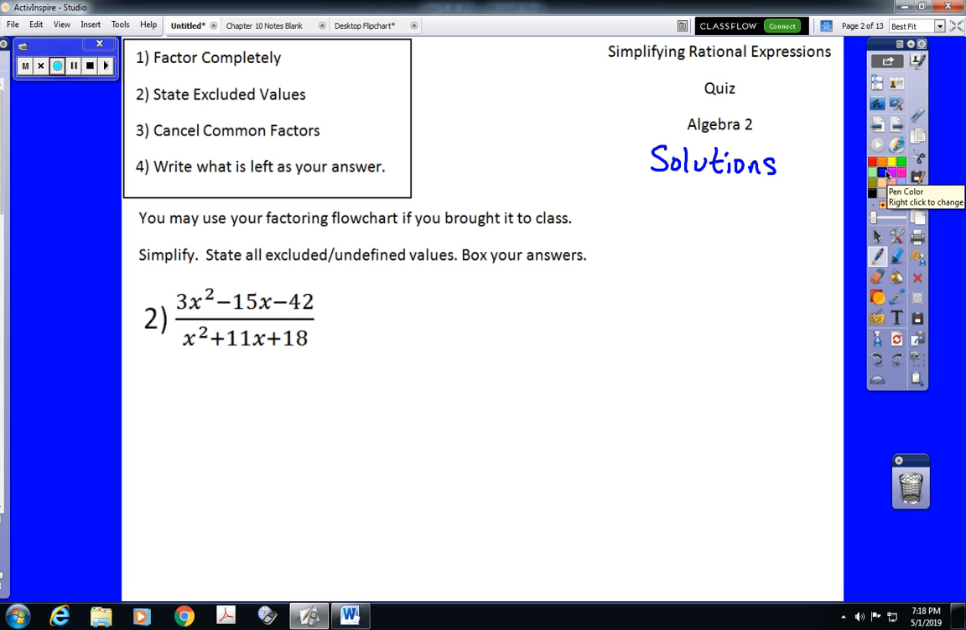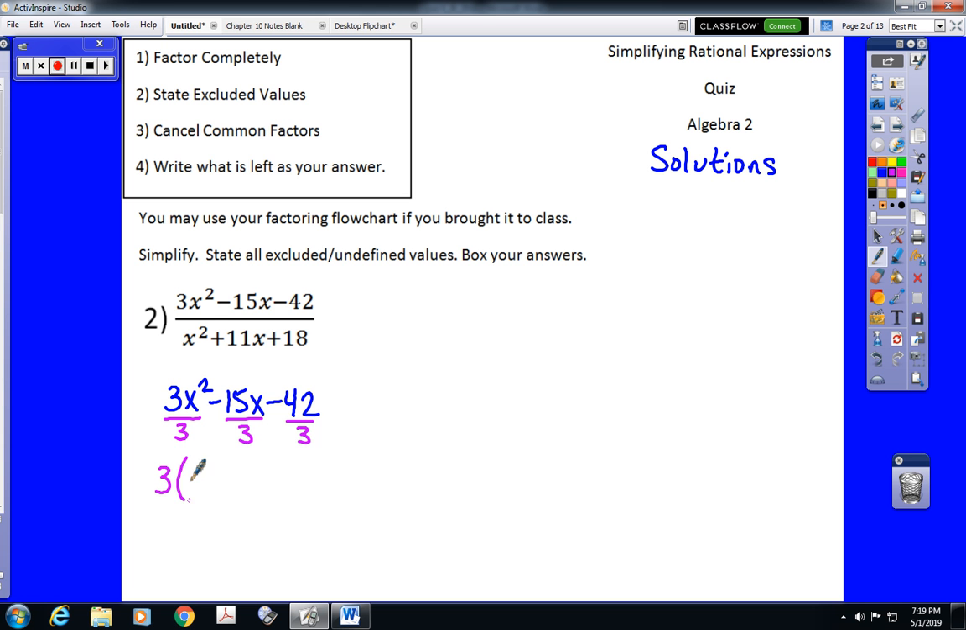So step 1 is to factor both the numerator and the denominator of this rational expression completely. We will start with the numerator, 3x squared minus 15x minus 42. At first glance, that trinomial appears to be advanced trinomial factoring, but you have to remember that your first step is always to check for a GCF. All three of these terms are divisible by 3. So your first step should be to factor out a 3.